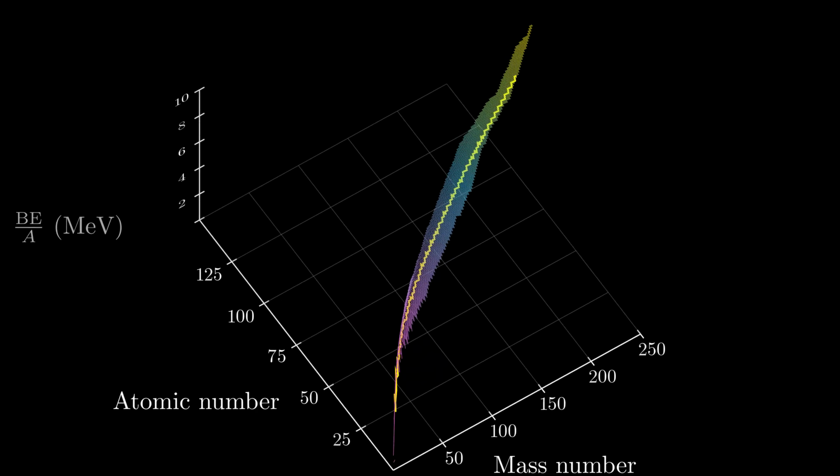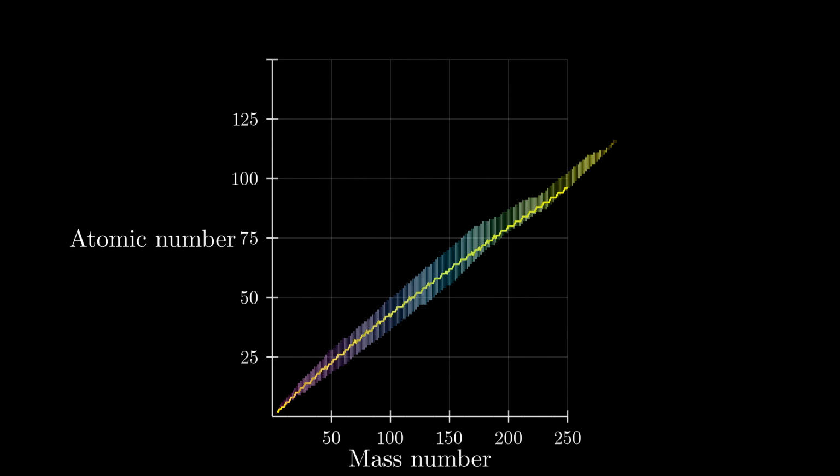If we take a top-down view of this plot, we get a shape familiar to any nuclear engineer. It's the chart of the nuclides. If you've seen the chart of the nuclides before, you probably noticed that the yellow curve, which tracks the highest binding energy per nucleon for each mass number, follows the line of stability very closely, and this is no coincidence.